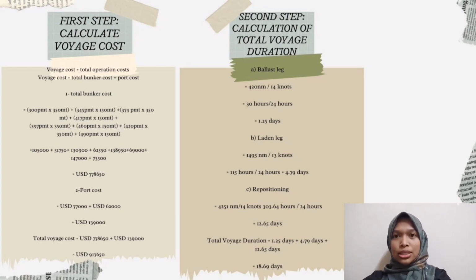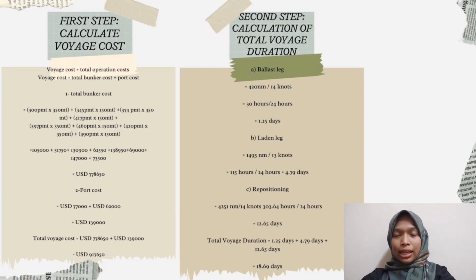Second, for port cost calculation, USD 77,000 plus USD 62,000 equals USD 139,000. Total voyage cost calculation equals USD 77,850 plus USD 139,000 equals USD 191,750. Second step, calculation of total voyage duration.